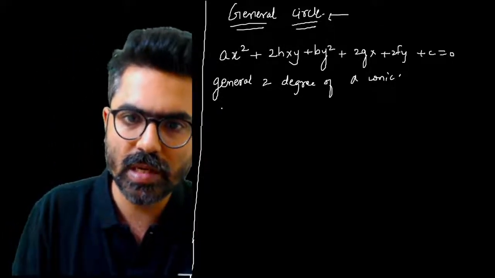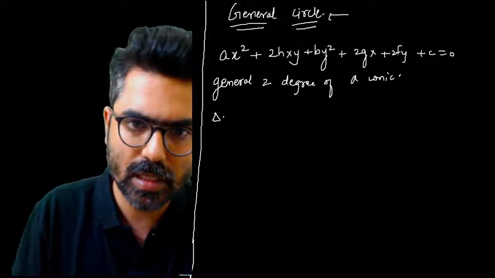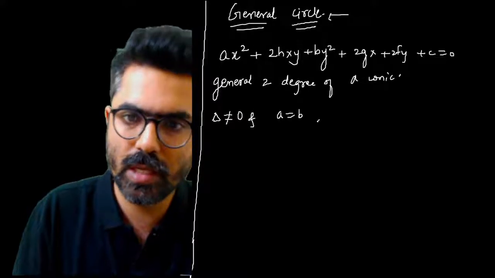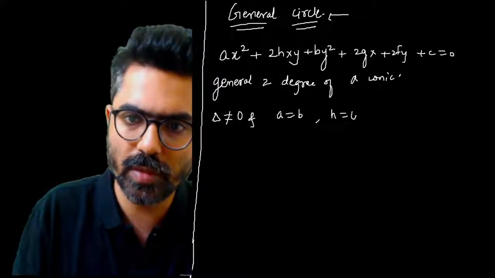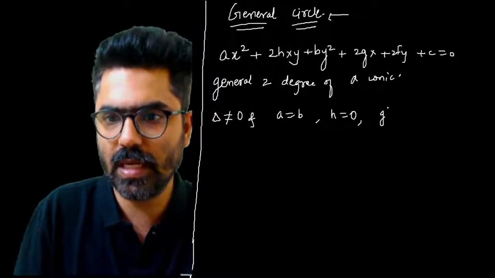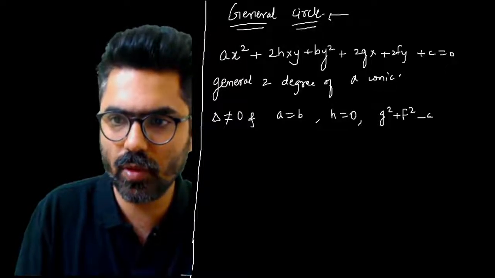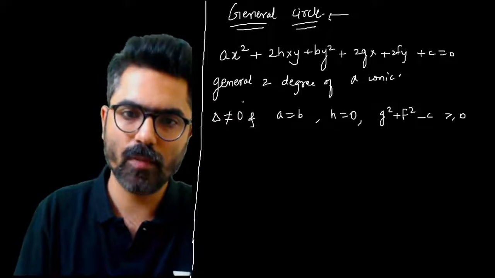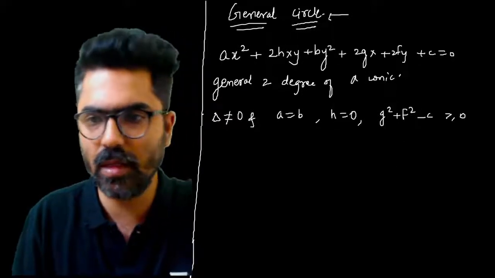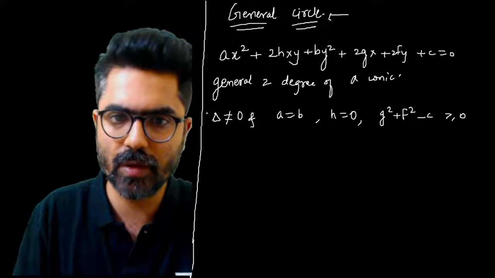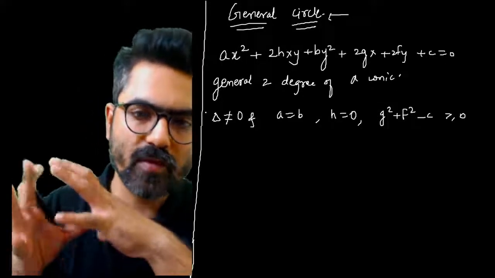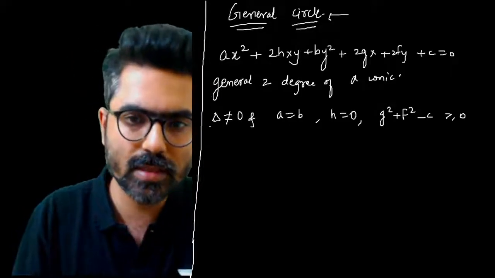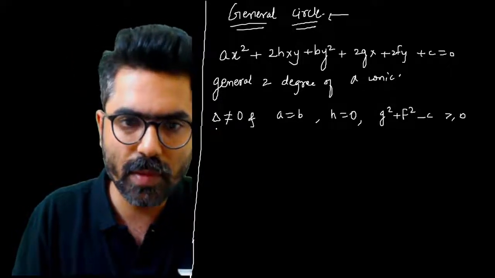So the condition that it represents a circle is that delta should not be 0, a should be equal to b, and h should be 0. Along with that, g square plus f square minus c should be more than 0 for a real circle. Initially it will be a little difficult to remember, but later on you will understand. This is a big concept of a conic, so you have to remember all the key points.